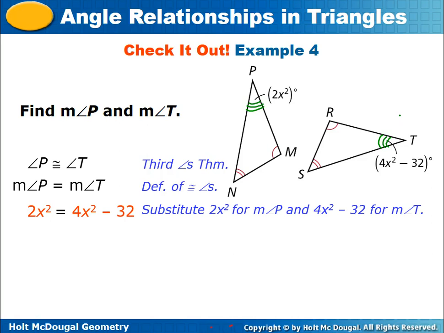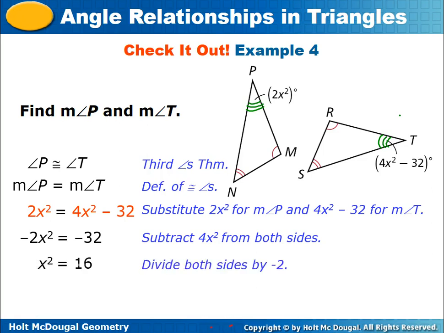Going to get 2x squared minus 4x squared. Going to divide both sides by negative 2. Here again, x squared is equal to 16. So we can take this x squared and we can plug it right back up into the problem exactly the way it exists. 2 times 16 is 32. 4 times 16 is 64, minus 32 is 32 again.